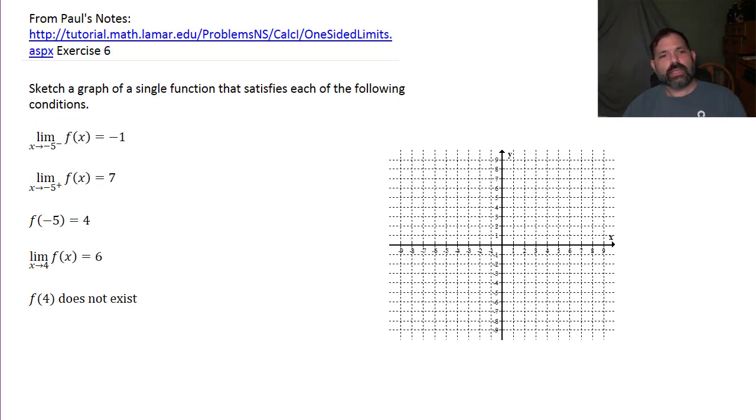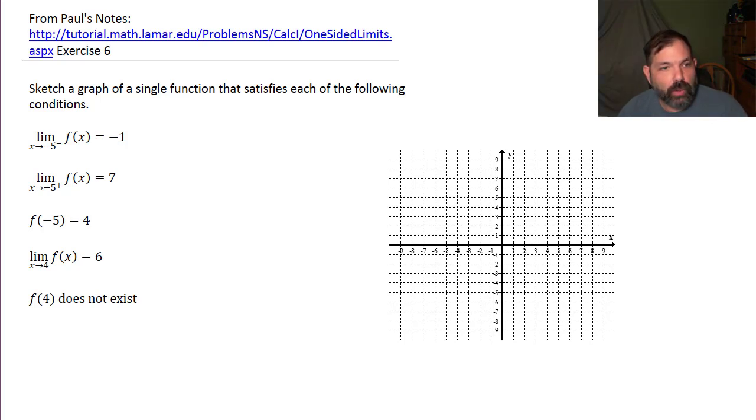All right, let's take a slightly different approach here. Now we're asked to try to sketch a function that meets certain conditions. We're asked to sketch a graph of a single function that satisfies each of these conditions. So we are only allowed to draw one function, and it's got to meet all these conditions.